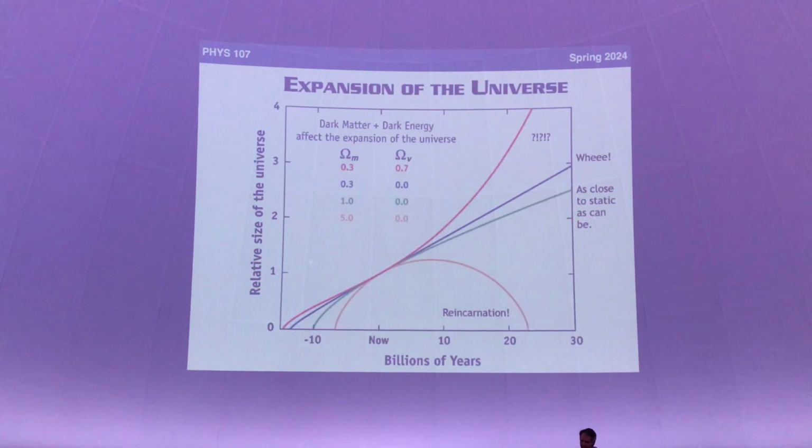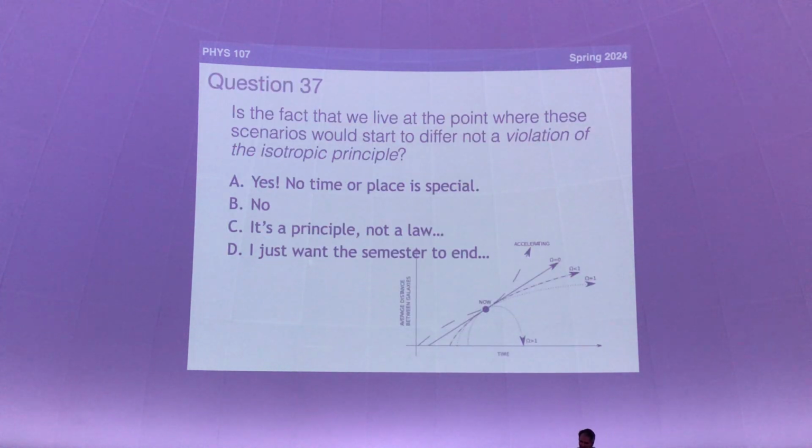All right, so the expansion of the universe, where we get, like, a scenario as close to static as you can be. It expands first, or it just expands faster. It just speeds up. It's the fact that we now live at the point where the scenarios would start to differ, not a violation of the isotropic principle. Yes, no time or place is special. No, it's a principle, not a law. And I just want the specific answer. Voting in 1, 2, and 3.